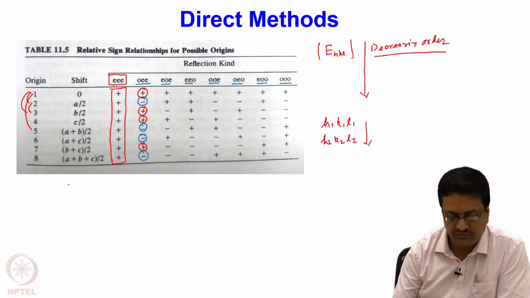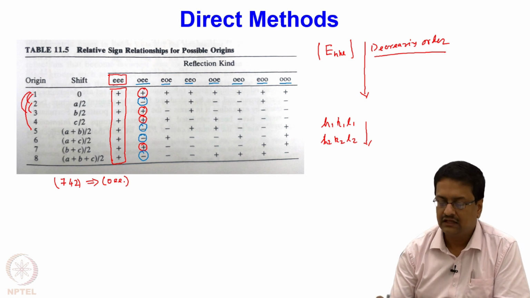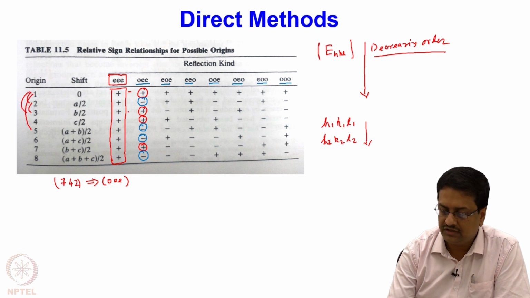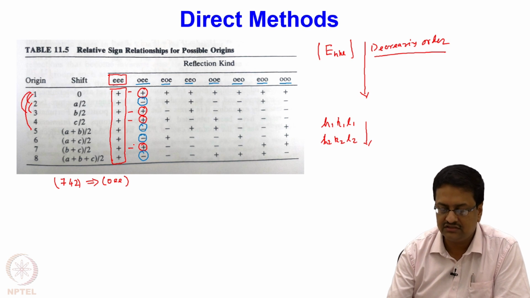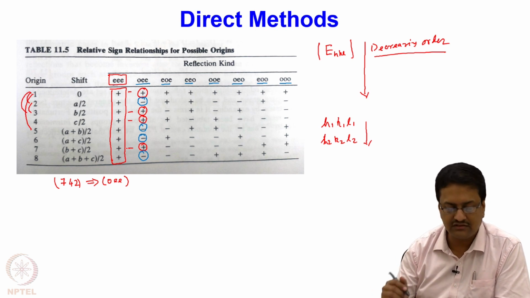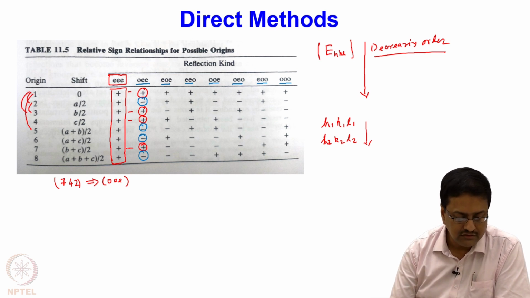So for example, suppose we take a reflection 742, which falls in the class of odd even even. When we have this reflection odd even even, the 4 possibilities where the phases are plus are marked here. So at the origin 1, 3, 4 and 7 they will have plus phases.